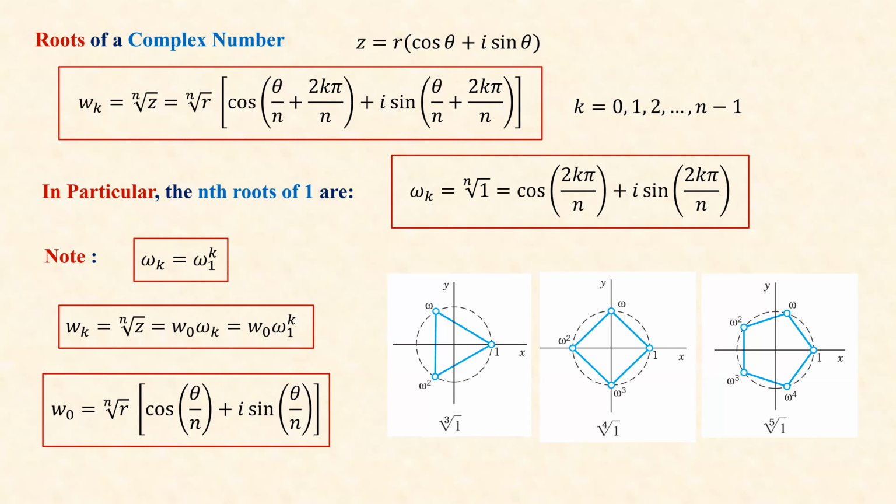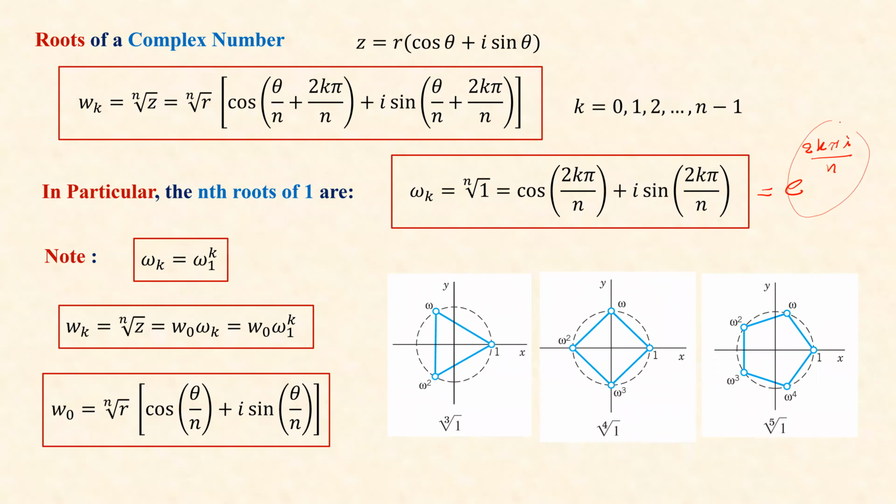All right. So this is why the nth root of 1 is useful, and it is easy to write down: cosine of 2k pi over n and sine of 2k pi over n. Or in exponential form, it is even easier to write. This is equal to e to the 2k pi i over n, right?